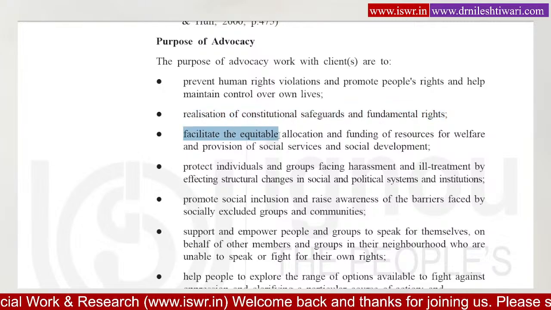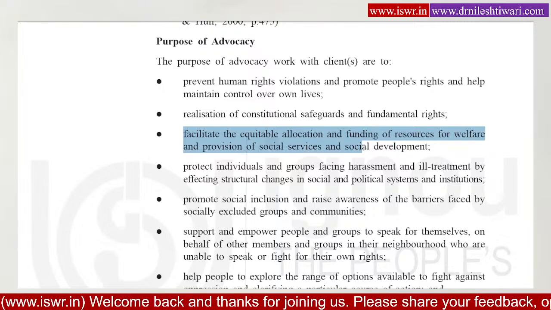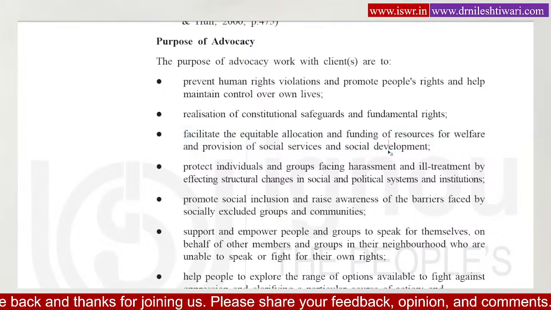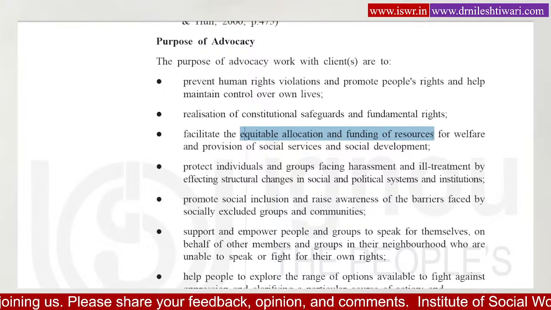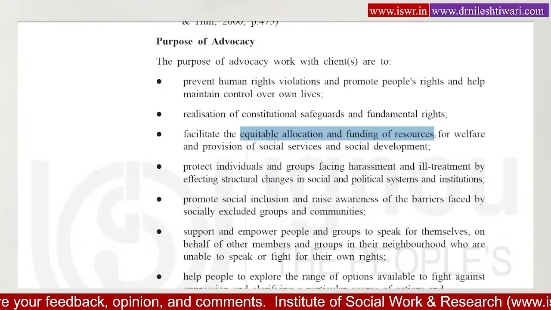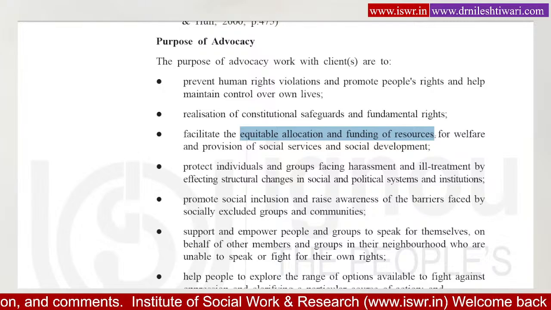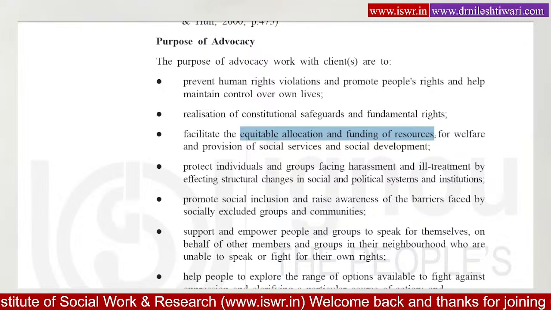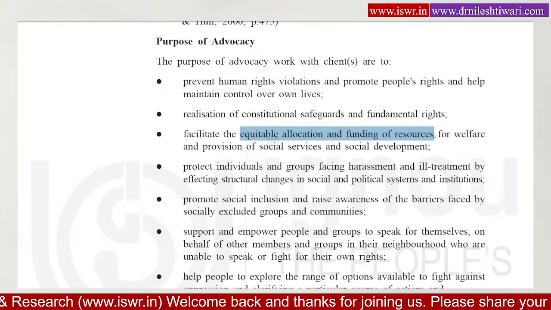Now, facilitate an equitable allocation and funding of resources for welfare and provision of social services along with social development. Equitable resources, allocation, funding. This is again very important. If you go to Gram Panchayat, Janpad Panchayat, District Jilla Panchayat, you will find there are various socio-economic issues in villages which need proper funding.